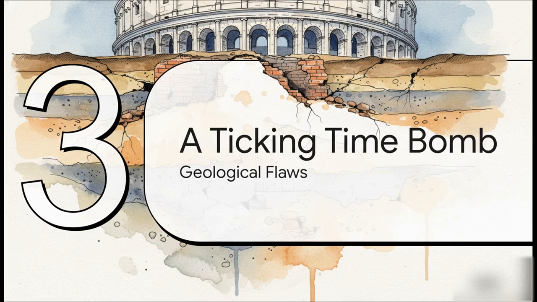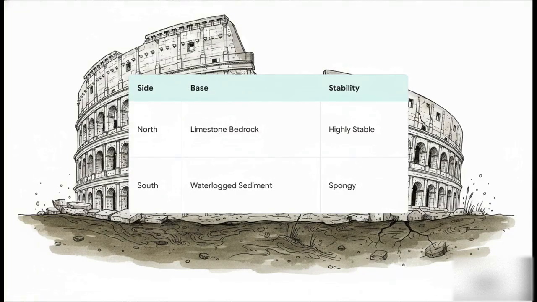Let's shift gears to Section 3, the waterlogged ticking time bomb. All right, so here is where all that brilliant engineering actually hit a fatal flaw. Sure, they managed to build the Colosseum quickly and securely, but the land underneath it was fundamentally inconsistent.